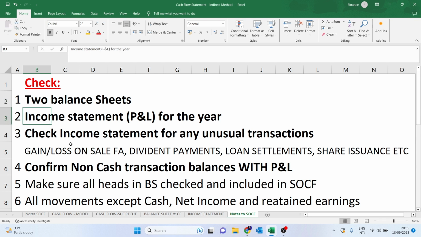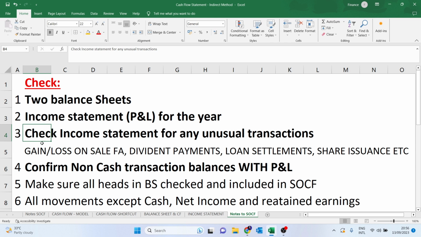And the income statement. Why do you need the income statement? Because we need to make sure the income reported in the balance sheets is correct. And also that there are no unusual transactions like sale of fixed assets, no dividend payments, no loan paybacks, no new shares issued, like that. That is why we need to check the income statement properly for all the transactions other than daily business operations.